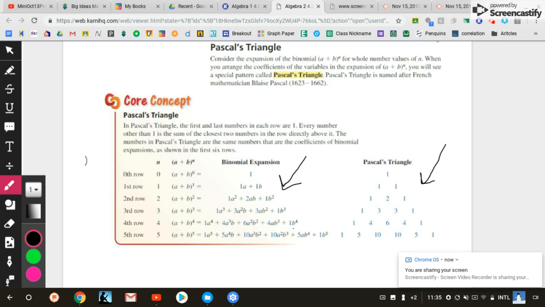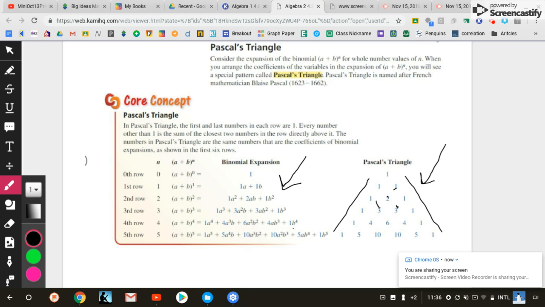So we have all ones down this side. We have all ones down this side. And in the center, the coefficients are just the sum of the digits on the diagonal. So the 2 here is really 1 plus 1. And the 3 is 1 plus 2. And this 3 is 2 plus 1. And so on. Then the next row, 4 is 1 plus 3 above it. 6 is 3 plus 3 above it. 4 is 3 plus 1.